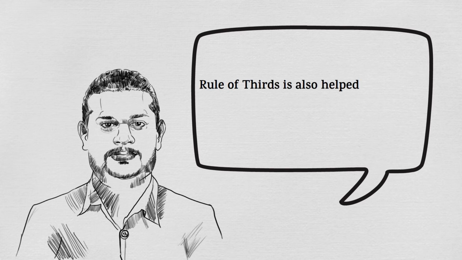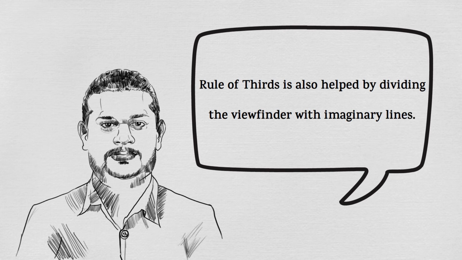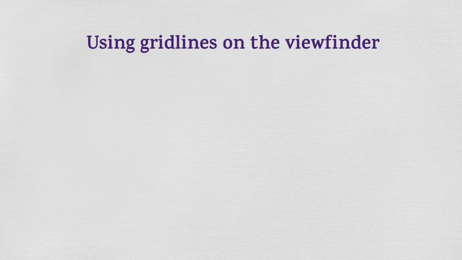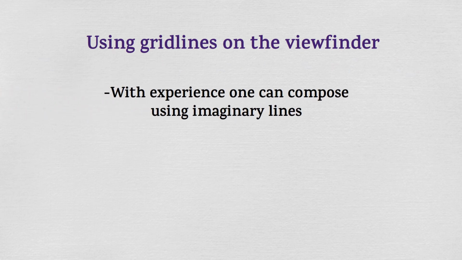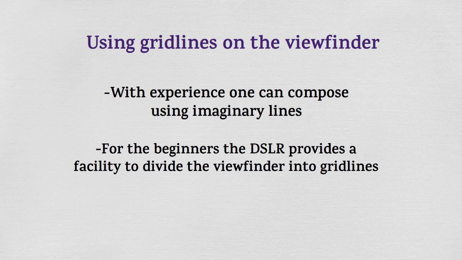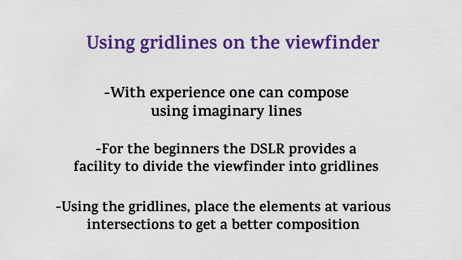The rule of thirds is also helped by dividing the viewfinder with imaginary lines. With experience, one can compose using imaginary lines, but for beginners, the DSLR itself provides a facility to divide the viewfinder into grid lines, and using the grid lines you can place the elements at various intersections to get a better composition.